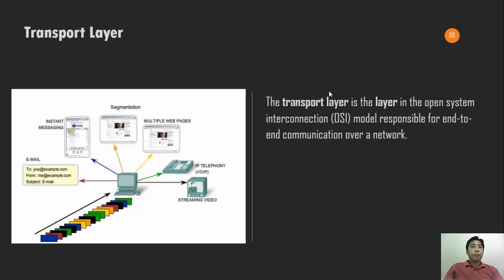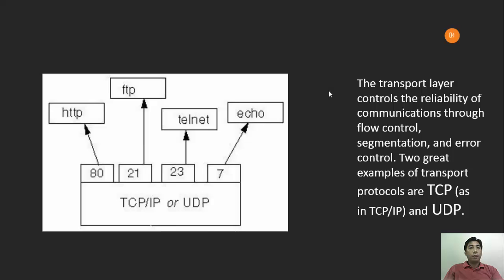The transport layer is the fourth layer of the OSI reference model. It provides transparent transfer of data between end systems using the services of the network. The transport layer controls the reliability of communications through flow control, segmentation, and error control. Two great examples of transport protocols are TCP and UDP.